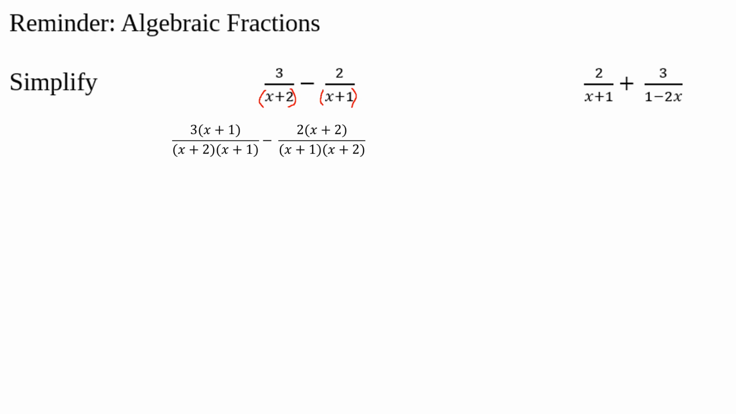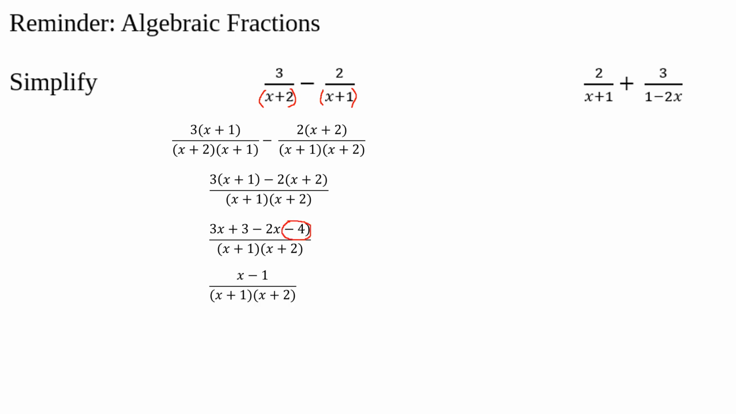We need to do that to the top and the bottom of the fraction, and the one on the left we're obviously going to times by x plus 1, the one on the right we're going to times by x plus 2. After that, it's just a case of collecting your terms together, of expanding them, and really make sure that this is a minus here. And then collect your terms. 3x minus 2x gives you the x, 3 minus 4 gives you the minus 1.